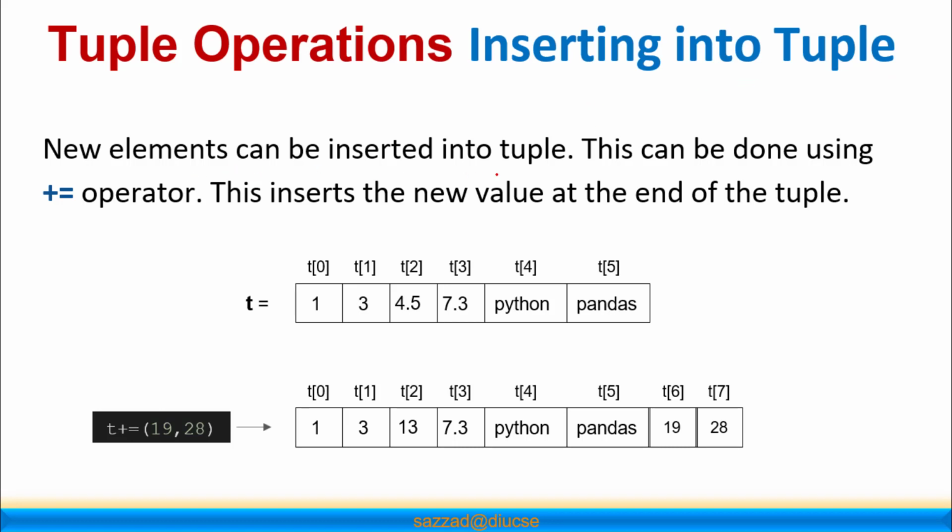So next, inserting into a tuple. A new element can be inserted into a tuple. This can be done using the plus equal operator. This inserts a new value at the end of the tuple. So we can also insert a new element in the tuple. For that we need to use this operation, where t is our tuple: t plus equal to, and then the new elements that we intend to insert, and they will be added at the end of the tuple. So let us see that.